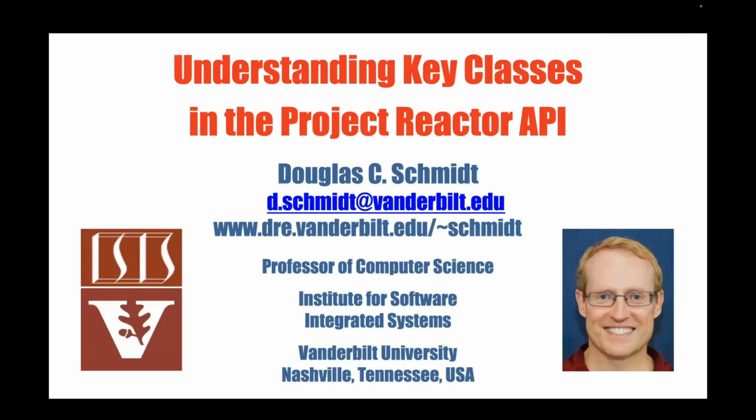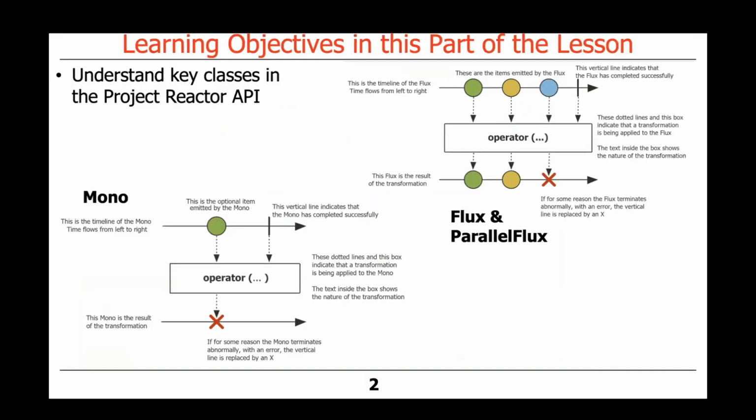We're now going to discuss some of the key classes in the Project Reactor API. The reason for doing this is that you'll end up using these classes as you implement assignments that are coming later in this course. So we're going to talk about Flux and ParallelFlux, which are really the most important classes to be aware of. And we're also going to talk about Monos, which show up somewhat sparingly in our examples, but are also a key part of Project Reactor.